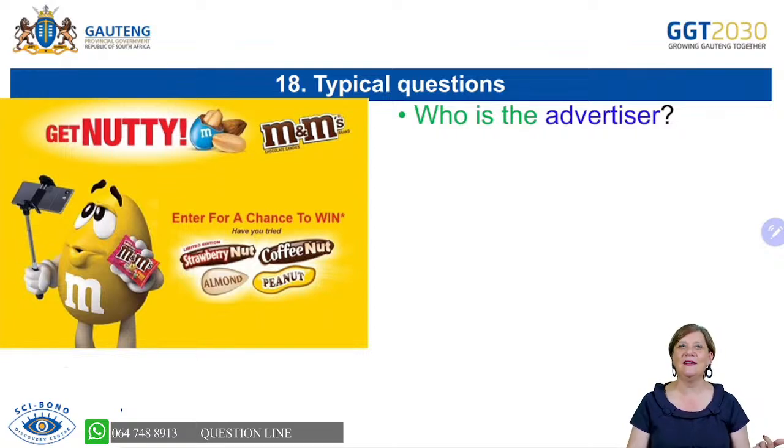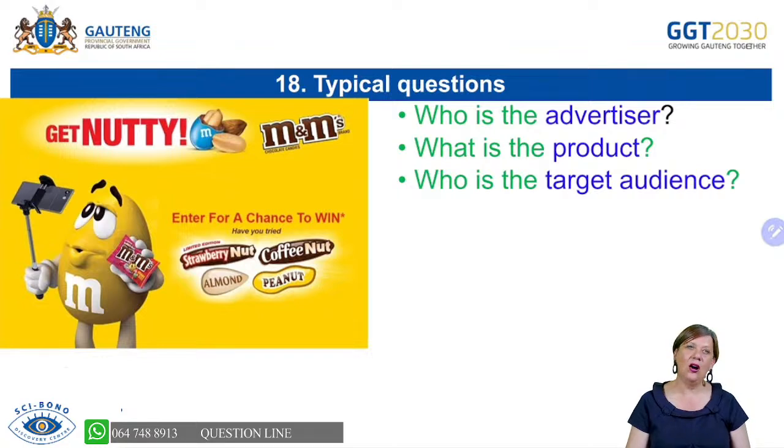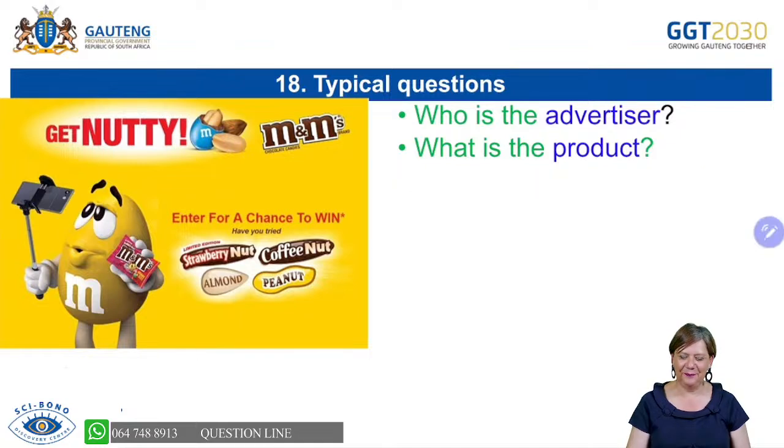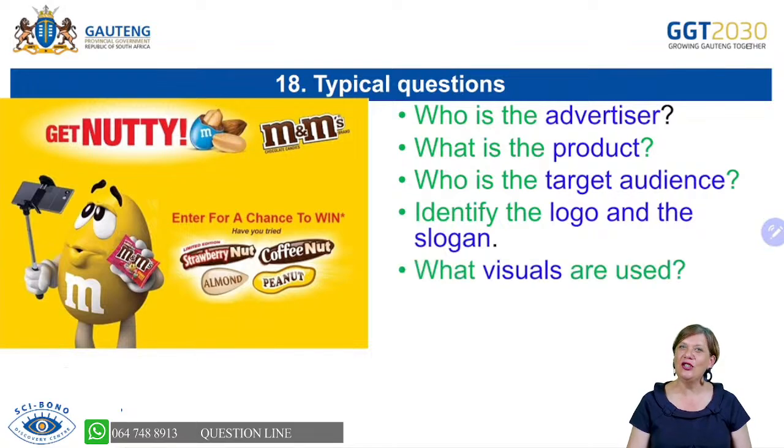Who's the advertiser? Okay, that's easy. What's the product? M&M's. Who's the target audience? We'll come back to this one. This might be a tricky one. Let's see which another one. Identify the logo and the slogan. All right, that's easy. What visuals are used?